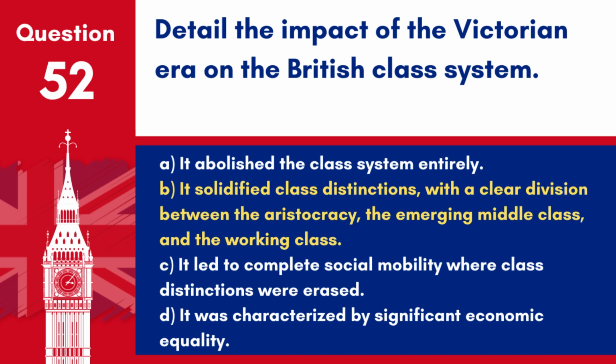Answer. B. It solidified class distinctions, with a clear division between the aristocracy, the emerging middle class, and the working class. The Victorian era saw the entrenchment of the class system, although it also witnessed the rise of the middle class, which played a pivotal role in societal changes during the period.